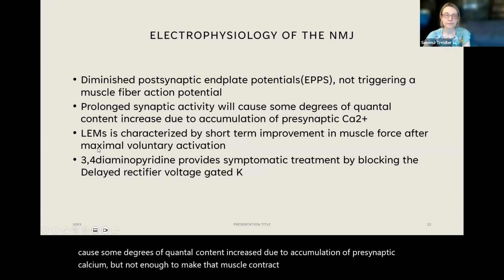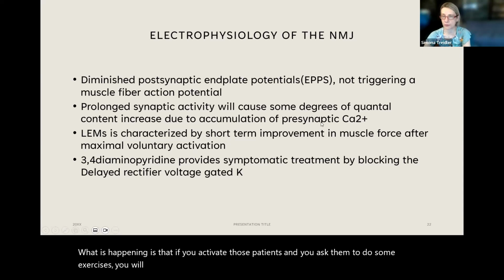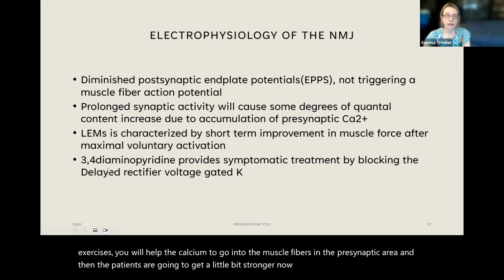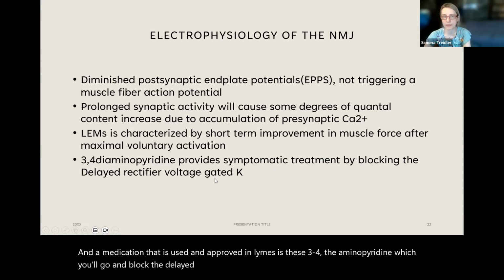Now, in LEMS, what is happening is that if you activate those patients and you ask them to do some exercises, you will help the calcium to go into the presynaptic area, and then the patients are going to get a little bit stronger, no? And a medication that you know is used and approved in LEMS is 3,4-diaminopyridine, which will go and block the delayed rectifier voltage-gated potassium channel, which I mentioned to you.